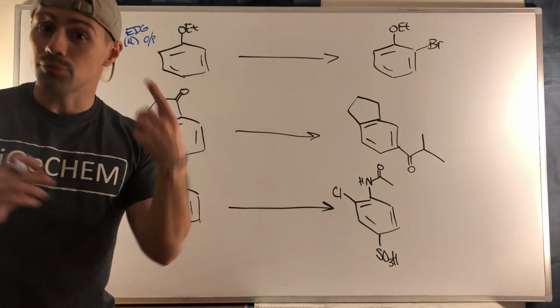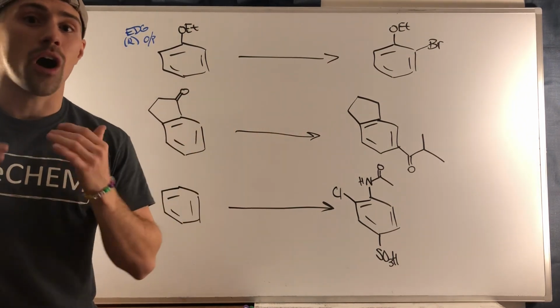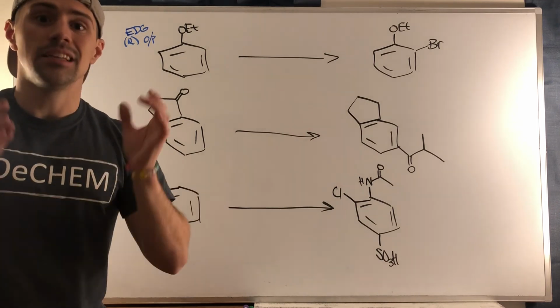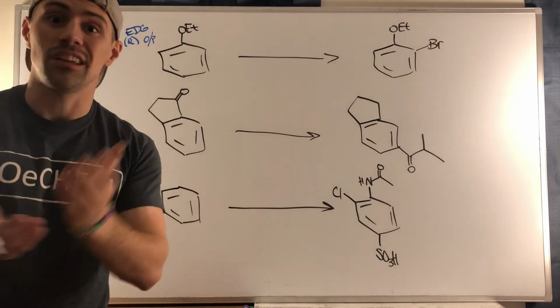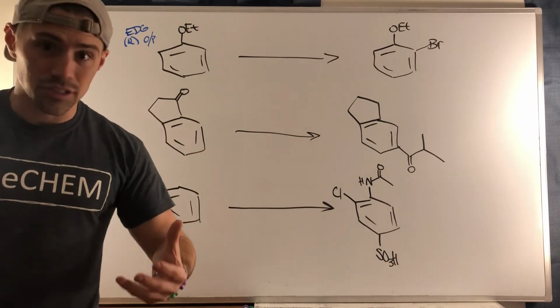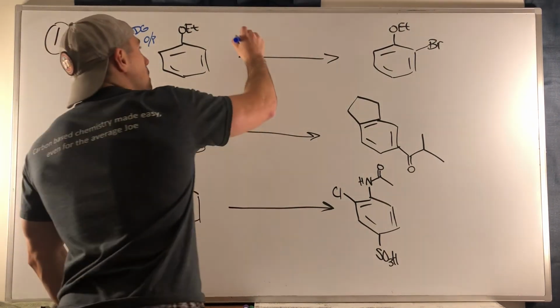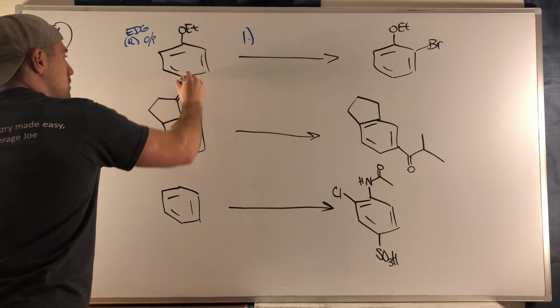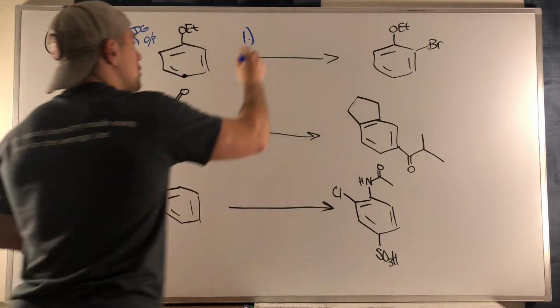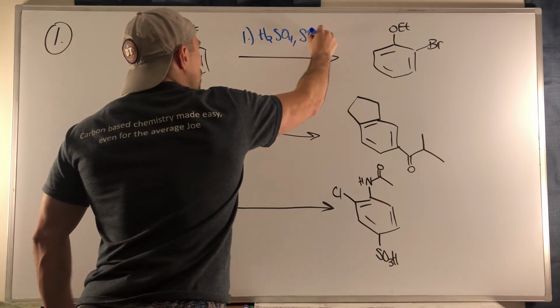Well, when you see a problem like this where the para position is not occupied, this immediately smells like you need to use a sulfonyl blocking group in your synthetic scheme, your reaction sequence, whatever you want to call it. So what I think we should do first is sulfonate this position right here. Place a sulfonyl group on there. The reagents we would use to do that would be H2SO4, sulfur trioxide.